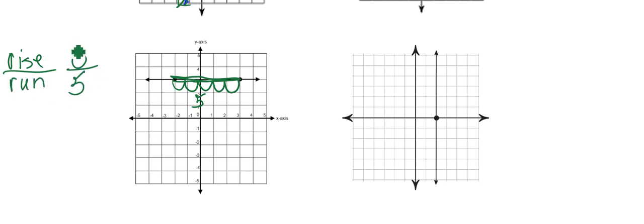Okay, on this next graph, I can't rise any. Okay, I can't go up any. But I can run. So I can look from point to point here, and I see 1, 2, 3, 4, 5. But my rise was 0, and my run is 5. And if I put this in my calculator, 0 divided by 5, I'm actually going to get 0. So my slope here is 0.